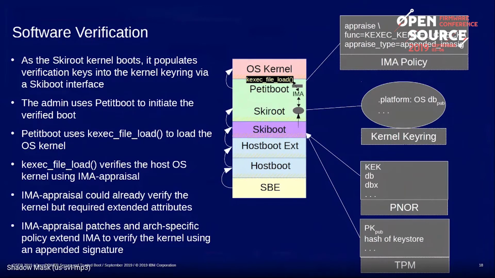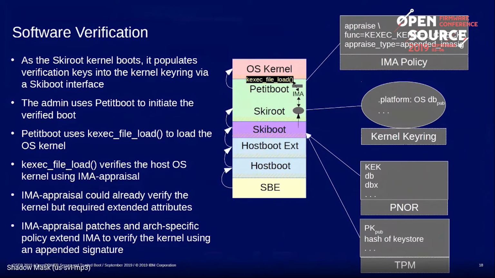So when we verify this, as skiroot boots up, it populates the kernel keyring, the IMA keyring, with keys. And then when petitboot is used to select a signed kernel, it uses kexec_file_load, and kexec_file_load uses IMA to verify the kernel. And we had to patch IMA to add this capability for an appended signature. IMA normally uses extended attributes in the file system to store the signatures.